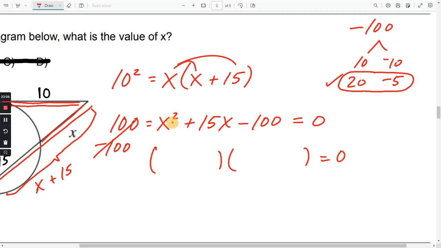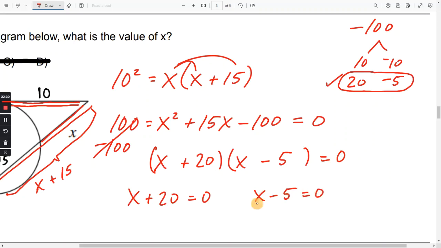So since we have x squared, we're going to start with x and x and use positive 20 and negative 5. And now we're in business. Anything times 0 equals 0, so either one of these can equal 0. Okay, x plus 20 equals 0, and x minus 5 also equals 0. If you do minus 20 on both sides, x is negative 20. If you do plus 5 on both sides, x is positive 5.